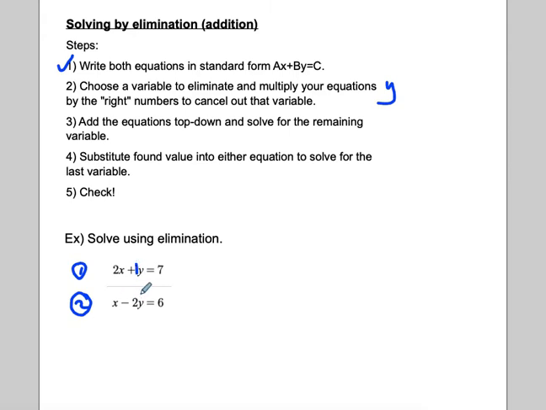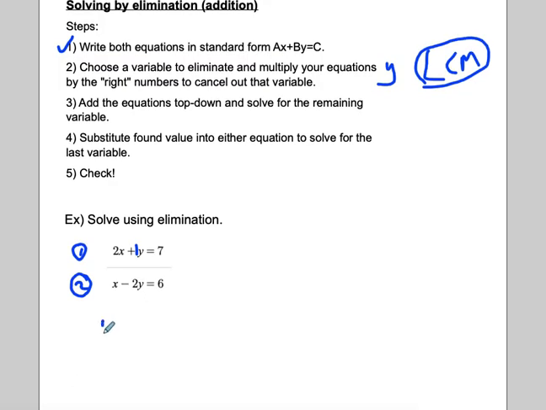So this is where you're thinking in your head, really what we need for this whole thing is the least common multiple. That's what we're finding. What's the least common multiple between a 1 and a 2? Well, it's going to be a 2. So what that means is I want to turn both of these into a 2y, where one's positive, one's negative. And the second equation is already in that form, so that's good. So I just have to turn the first equation into that form.